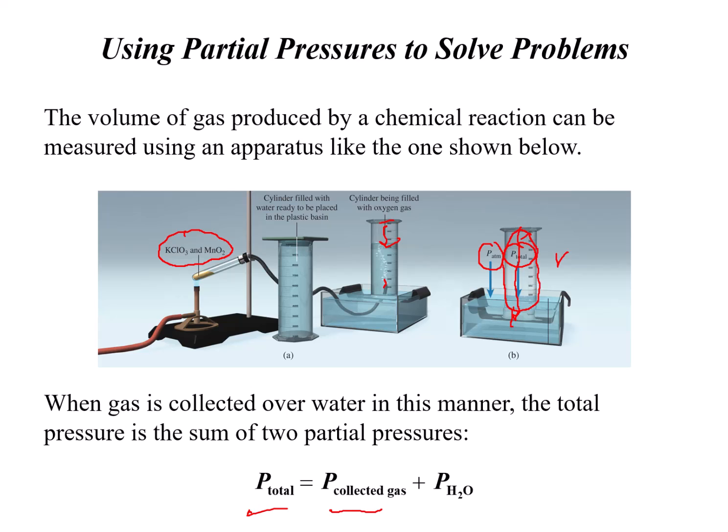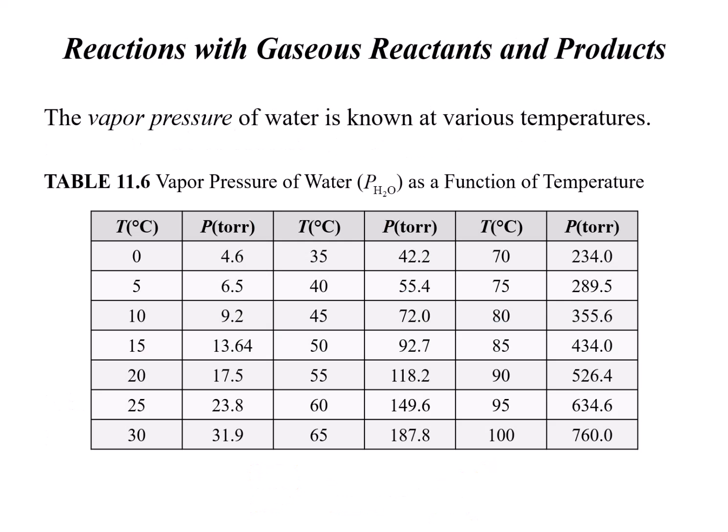But the water has a pressure too. It's called vapor pressure, and it actually contributes to the overall pressure inside this container. So it's not just the pressure of the oxygen that's in here, it's also the pressure of the water. How much does the water contribute to the overall pressure? It's not a lot, but it does count. So how do we know what the pressure of the water is? Well, luckily there's a table for that. And this table tells you at a particular temperature, this is the pressure due to the water vapor that is in that container along with the oxygen.